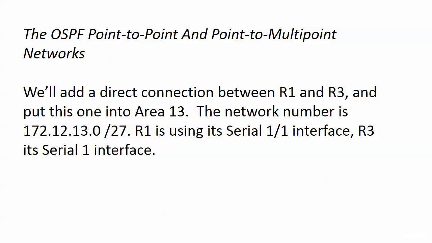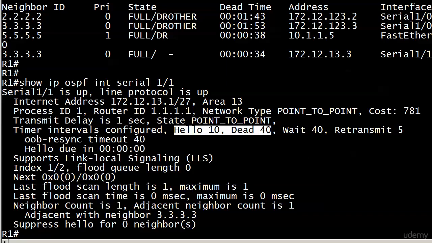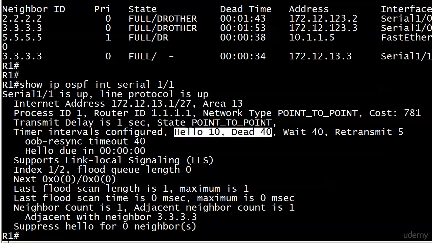OSPF considers a point-to-multipoint network to be a collection of point-to-point links. So you're going to see the same thing with the DR and BDR, and you're going to see the same thing with the timers. So that's good information to have. But again, routers 1 and 3, that segment, no DR, no BDR, and we also know the hello and dead times here by default are going to be 10 and 40 on our point-to-point link. Now, let's see, what else can we do here?